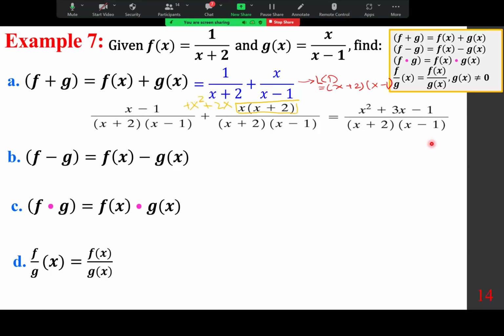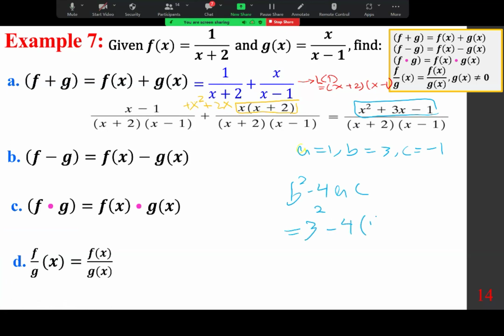By the way, you can always try to put it in lowest terms by factoring. The numerator cannot be factored because if you calculate b squared minus 4ac, so this is a, this is b, this is c. Let me just write for the numerator. a is 1, b is 3, c is negative 1. So b squared minus 4ac for the numerator is 3 squared minus 4 times 1 times negative 1, which is 9 plus 4. And because this is not a perfect square, it cannot be factored.